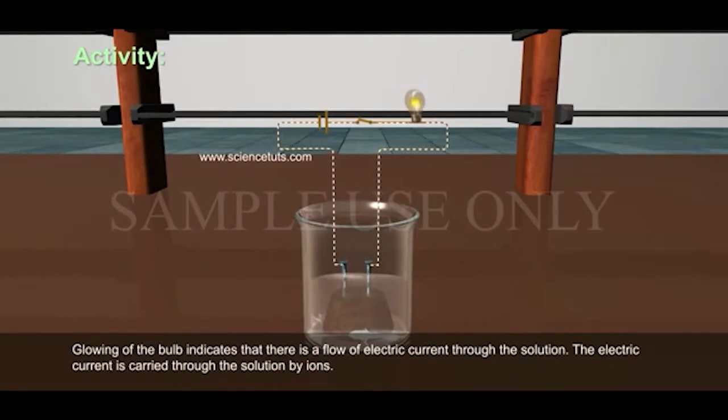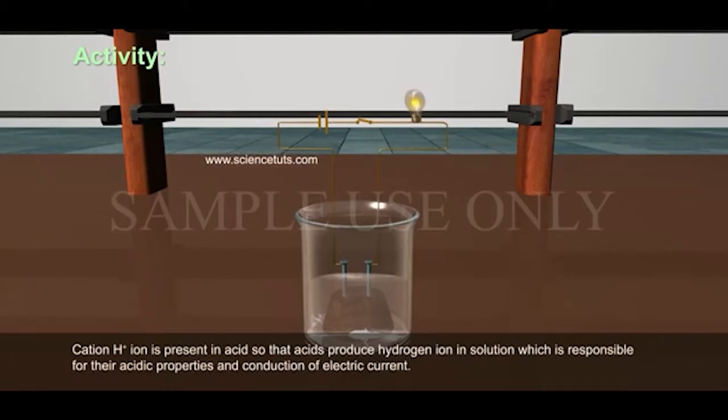The electric current is carried through the solution by ions. Cation H plus ion is present in acid, so that acid produces hydrogen ion in the solution, which is responsible for their acidic properties and conduction of electric current.